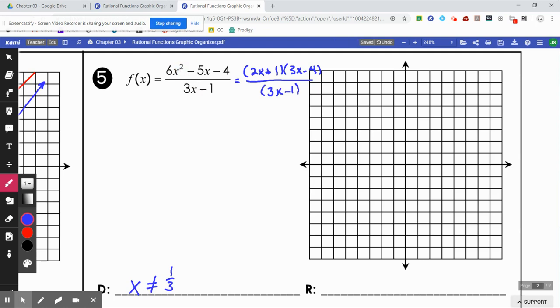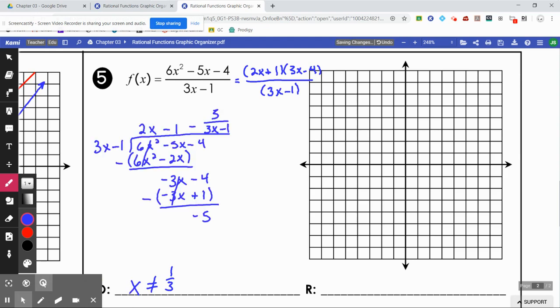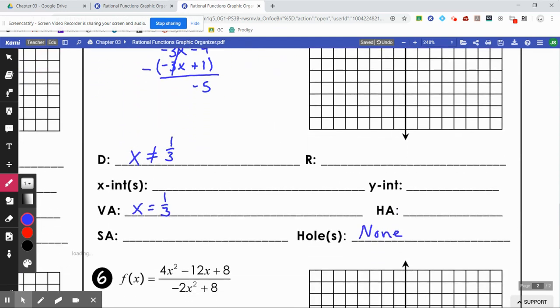You're going to do long division here to figure out what that slant asymptote is. As I divide it, here's what I get: 2x minus 1 minus the remainder. To find your slant asymptote, again, you forget about your remainder. So your slant asymptote will be simply y equals 2x minus 1. Since there's a slant, there will not be a horizontal.